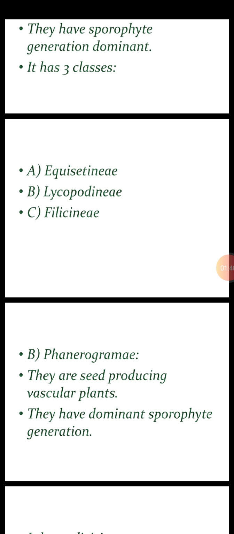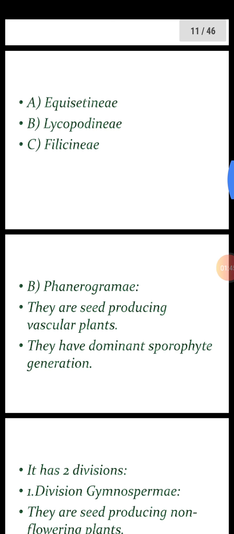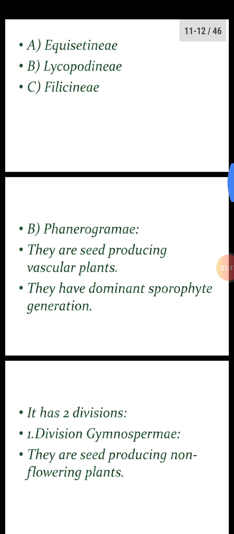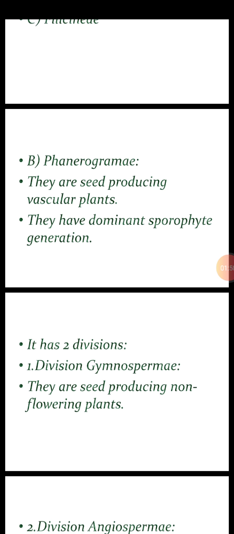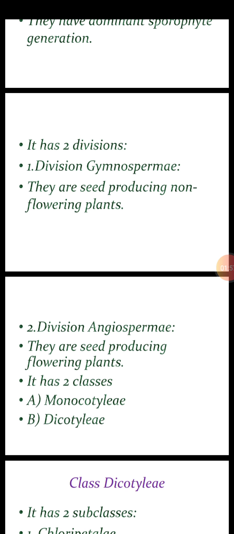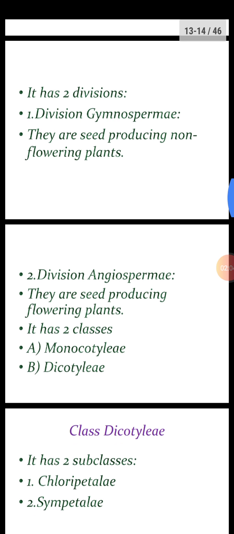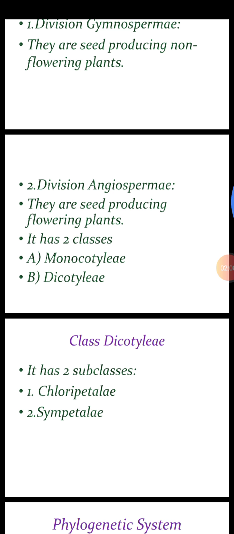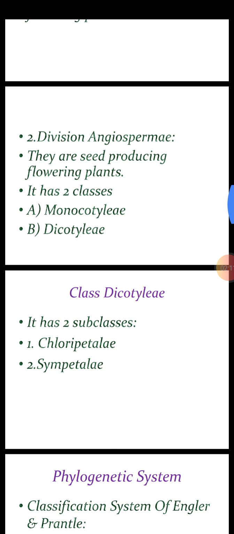Now there are Phanerogamae. These are seed-producing and are vascular plants. They have a dominant spore-producing sporophyte generation. It has 2 divisions. Division 1, Gymnospermae. They are seed-producing non-flowering plants. The second division is Angiospermae. They are seed-producing and are also flowering plants. It has 2 classes, Monocotyledon and Dicotyledon. The first class is Dicotyledon. It has 2 subclasses, Choripetalae and Sympetalae.